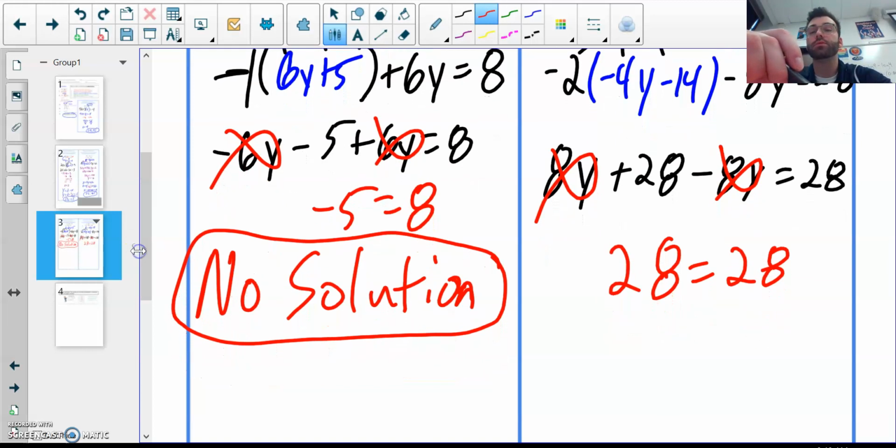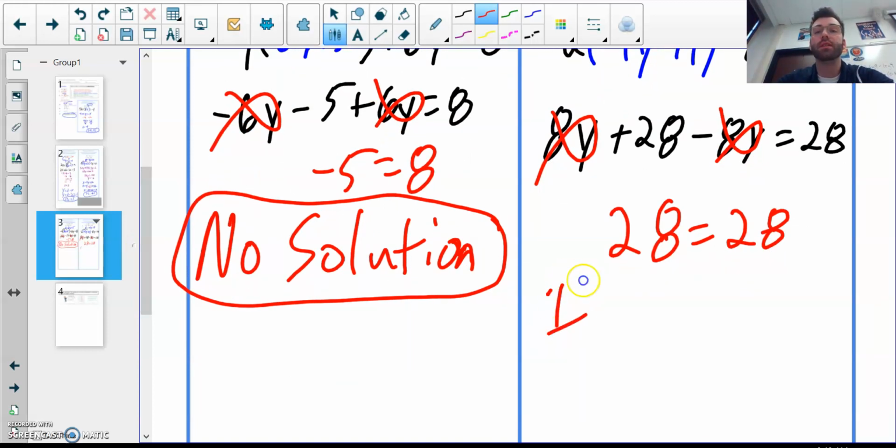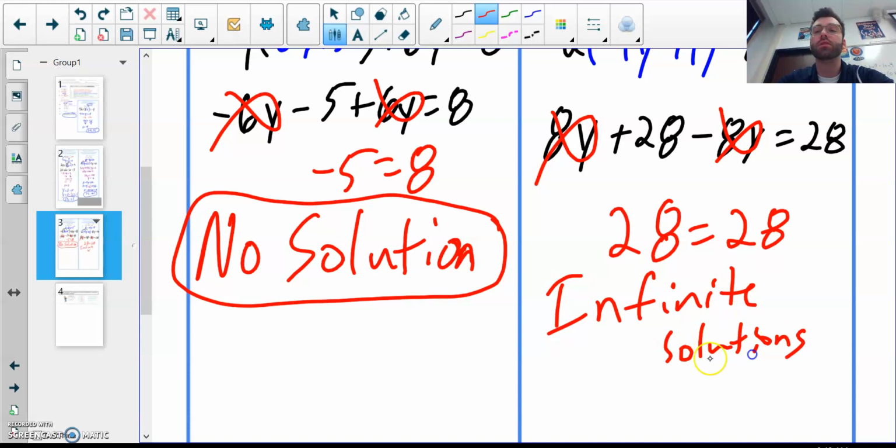Is that true? Yes, that is a true statement. So it's infinite. Infinite solutions, or all real numbers.